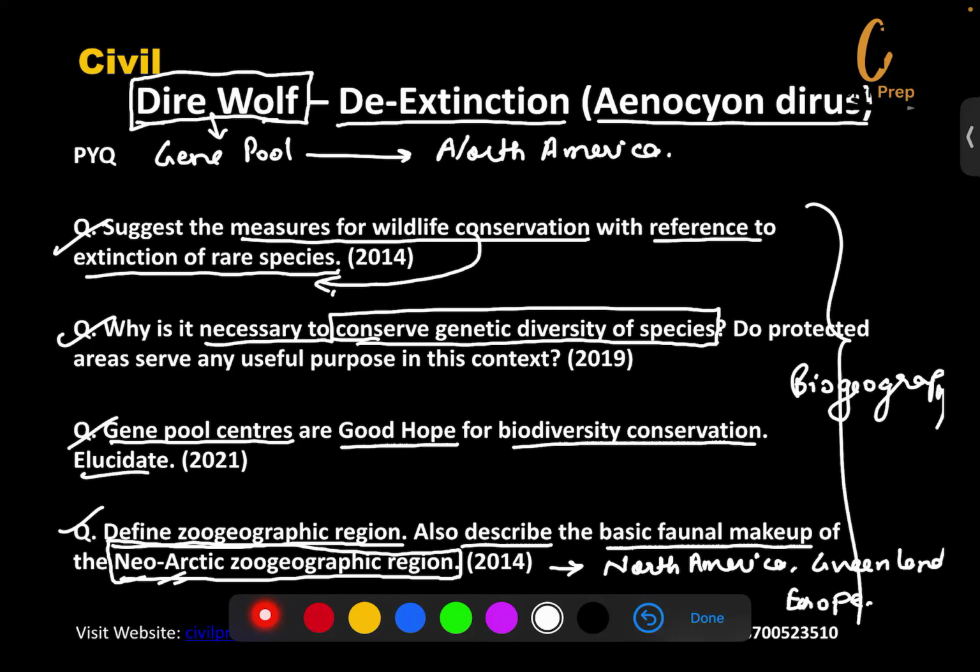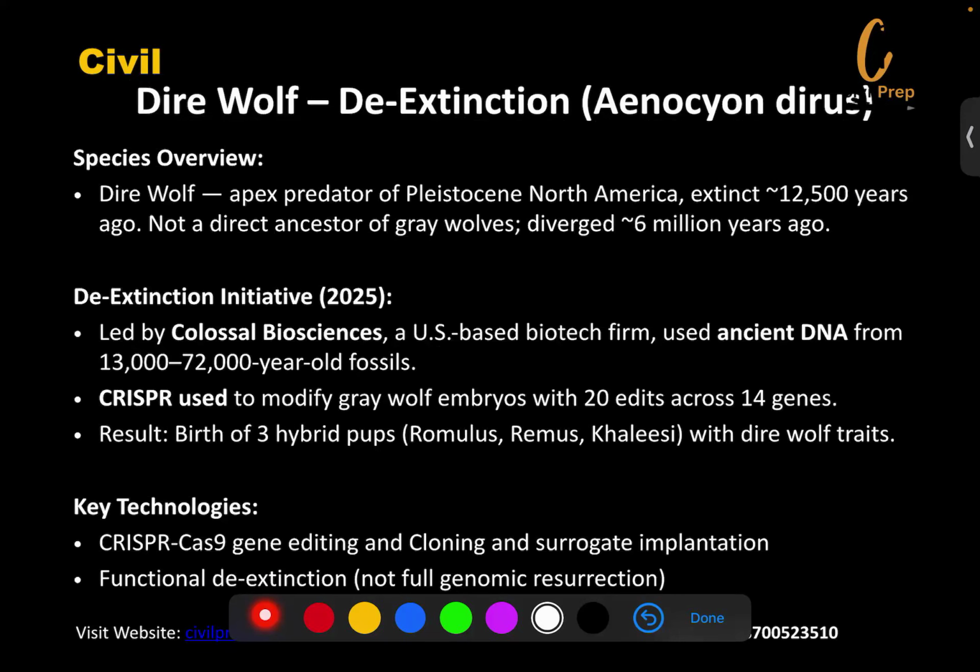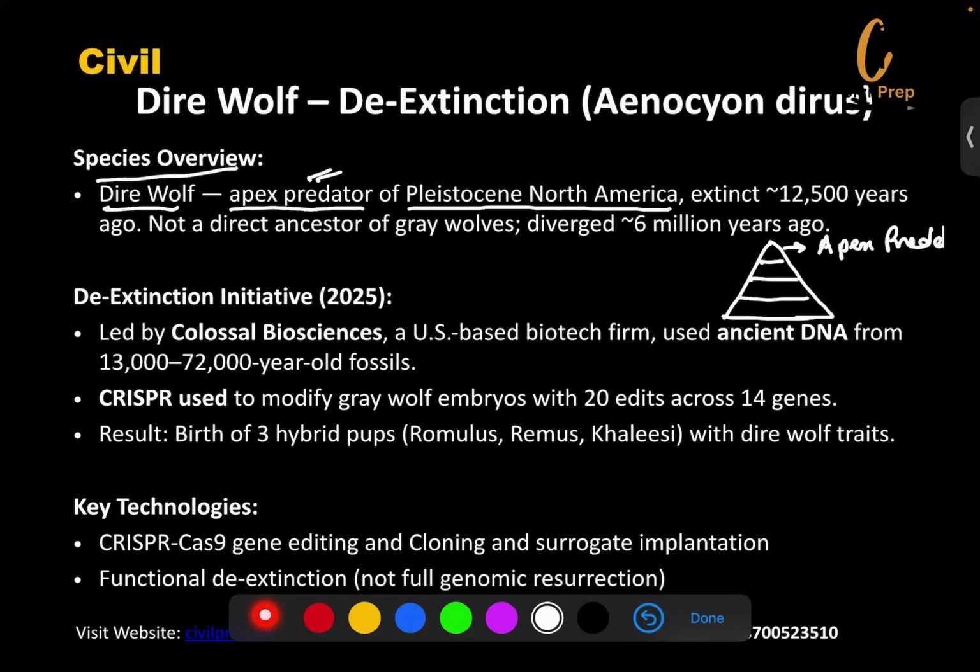Now, let's dive into the next part here. The species overview, the direwolf. This is one of the apex predators. An apex predator is a keystone species. There are various trophic levels, and this apex predator sits on the top of the trophic level. It is compared with cheetah, lion, elephant, vultures, which are apex predators. So this was found in Pleistocene North America, extinct 12,500 years ago.